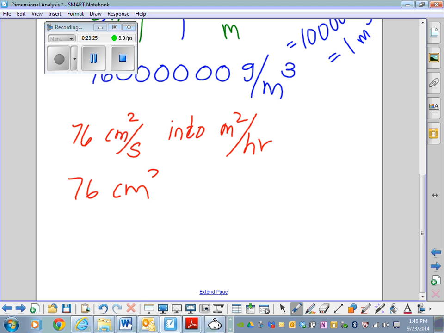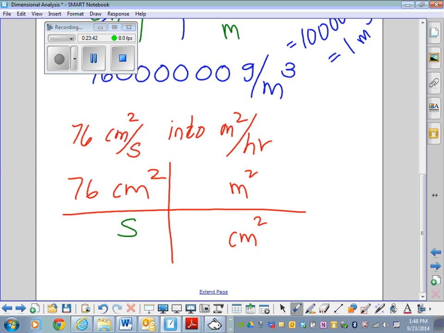Is that right? So what do you have? 76. I'm going to take care of the numerator first. It's centimeters squared. Is that right? So what do I want to get out of? I'm just handling the numerator first, guys. What do I do first? Get out of centimeters squared. And what should I get into? Meter squared. Now, I don't know what the conversion factor is between centimeters squared and meter squared. But I know how many centimeters makes a meter. How many centimeters makes a meter? 100. So 100 centimeters is 1 meter.